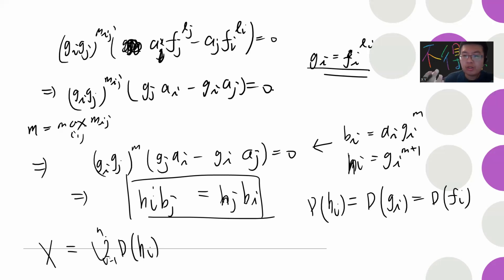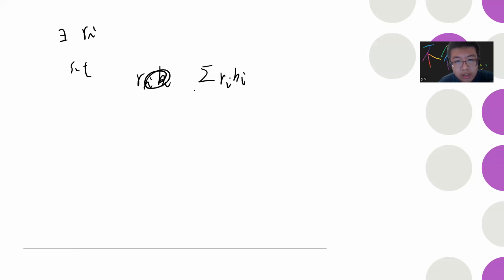Originally it's f_i, right? So now we use the same thing, we shift it into h_i. So that means there are r_i such that the sum of r_i h_i, i from 1 to n, equals 1. So let me define r to be the summation of r_i b_i.